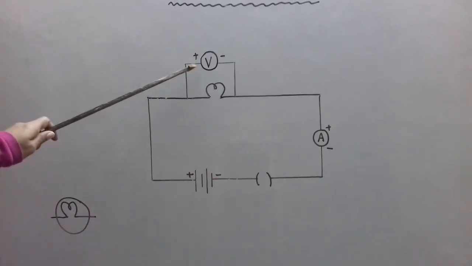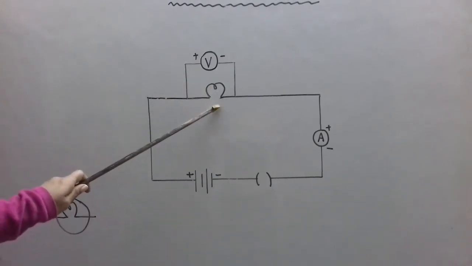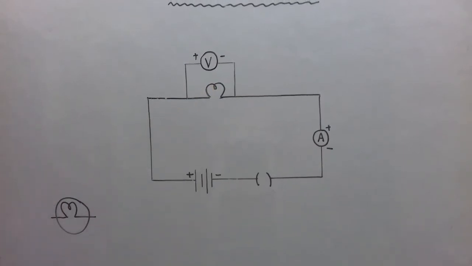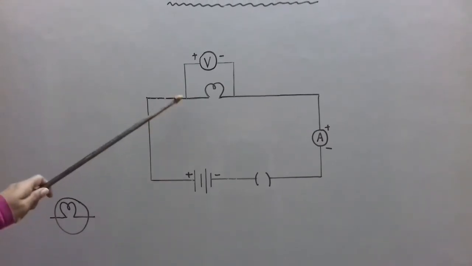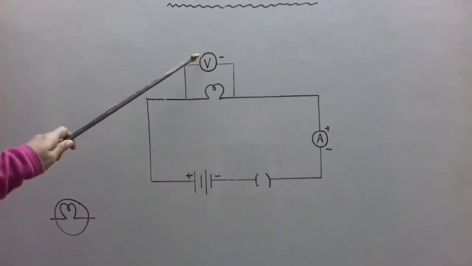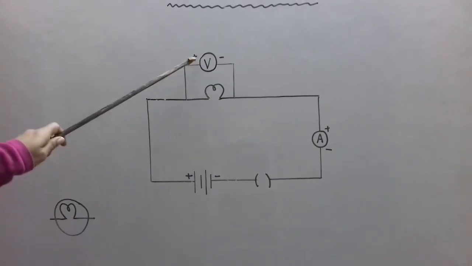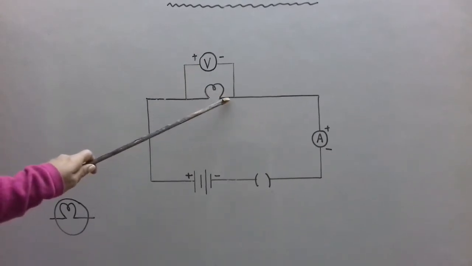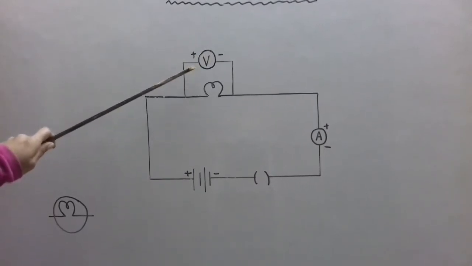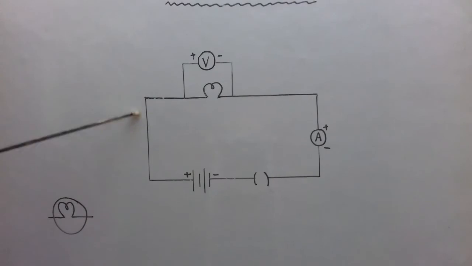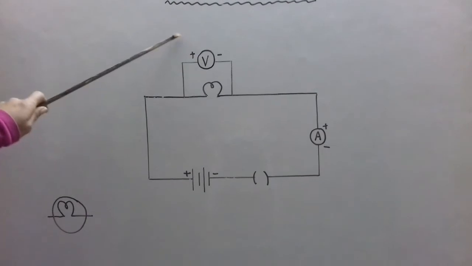Now here we have voltmeter. Voltmeter measures what? Potential difference across this bulb. As I have told you, voltmeter should always be connected in parallel between the two points across which potential difference has to be measured. So here, the voltmeter is used to measure the potential difference across the bulb, and it is connected in parallel across the bulb. If I remove the voltmeter from here, the circuit will still be working, but we cannot measure the potential difference across the bulb.